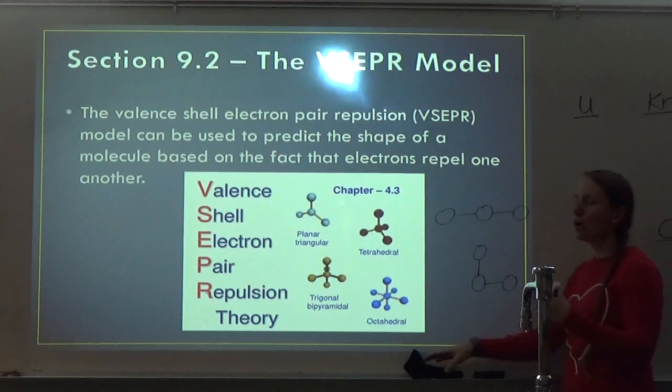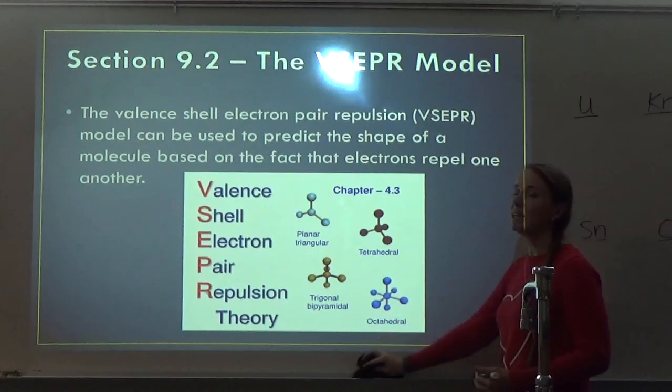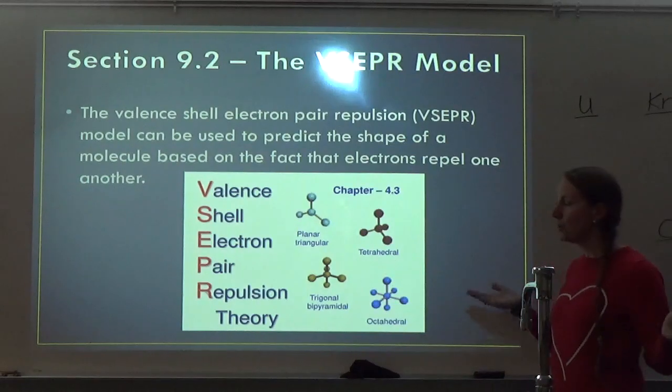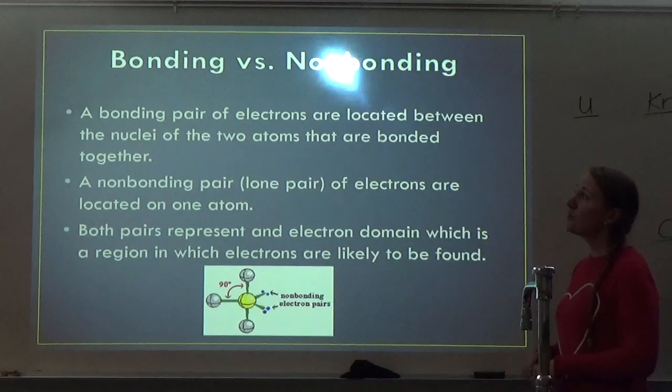So the bonds and lone pairs, we'll talk about lone pairs here in a minute. The bonds and lone pairs of electrons, bonds and lone pairs are all electrons. They want to be as far apart as possible. Okay, and so that's what happens.